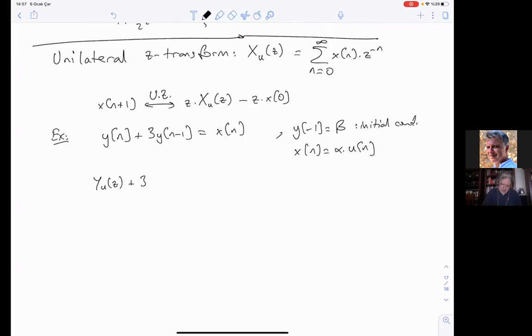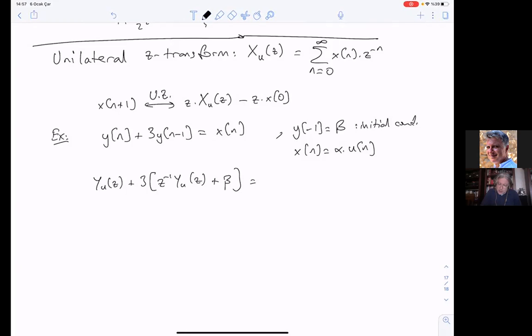3 times, in parentheses, I will have to open z to the -1 Y of z plus beta, because this is the overall z transform of y of n minus 1 with the initial condition at y of -1, which is beta. And 3 is multiplying all of them, because 3 is multiplying y of n minus 1. And the right-hand side is the input in z domain. So I have to write the z transform of alpha times u of n.